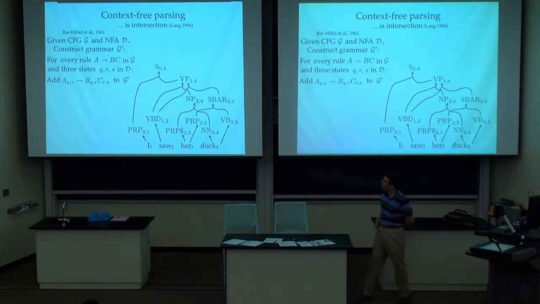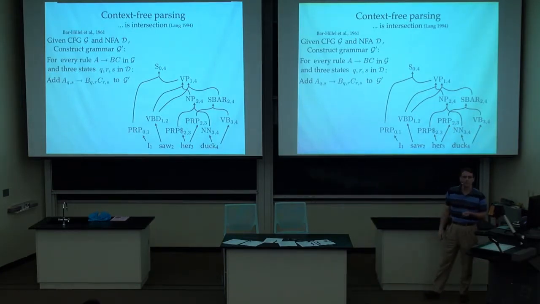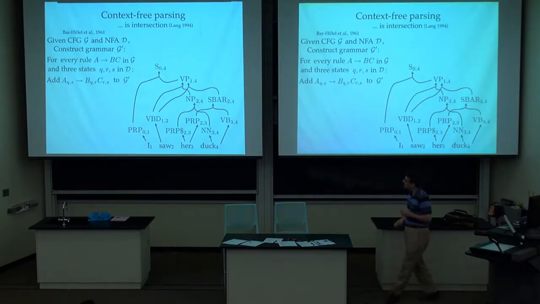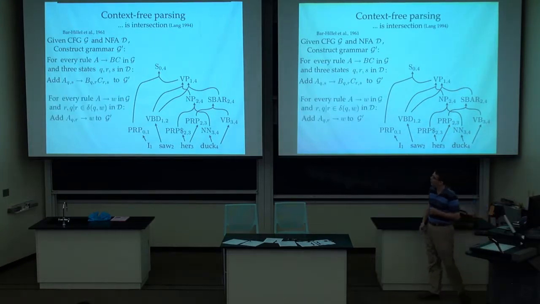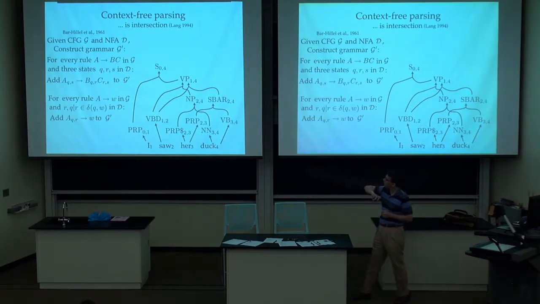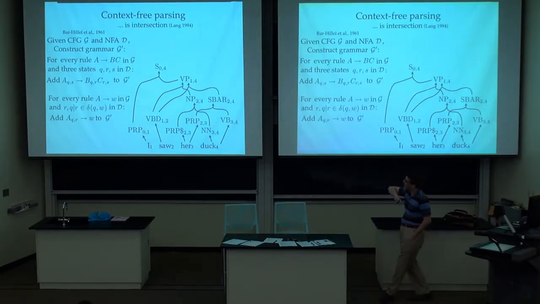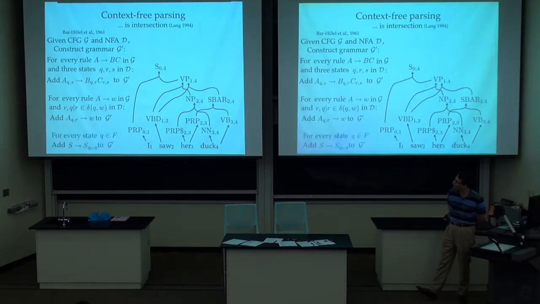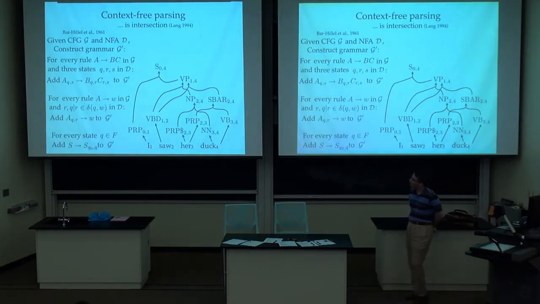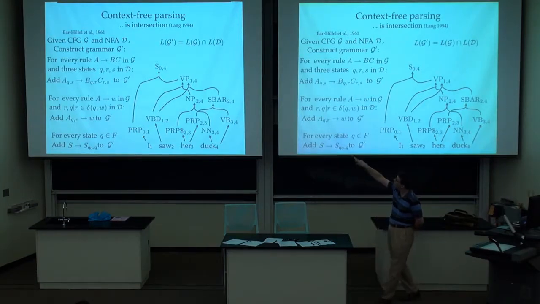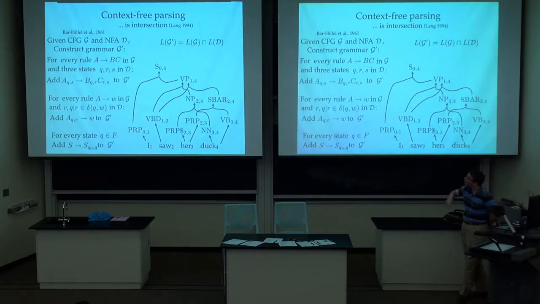The non-terminals of this new grammar G prime consist of a non-terminal of the original grammar and a pair of states in the automaton. We do this for every binary rule and every triplet of states, then for every unary rule and every pair of states, such that the transition between that pair of states generates the same string as is generated by the rule here. We add this particular production to the grammar. We also have to add a special unary rule to generate the final production. But basically, the language defined by this new grammar G prime is equivalent to the intersected language: the language defined by the original grammar intersected with the language defined by the automaton.